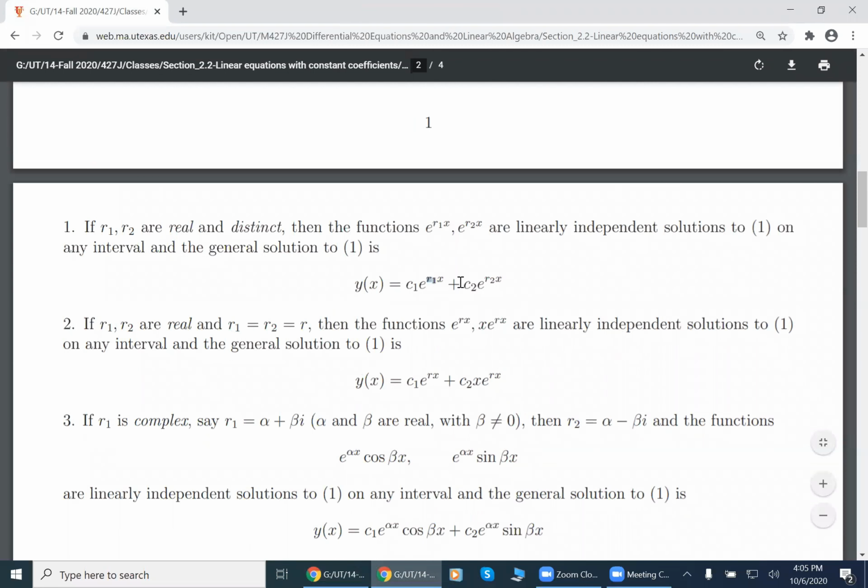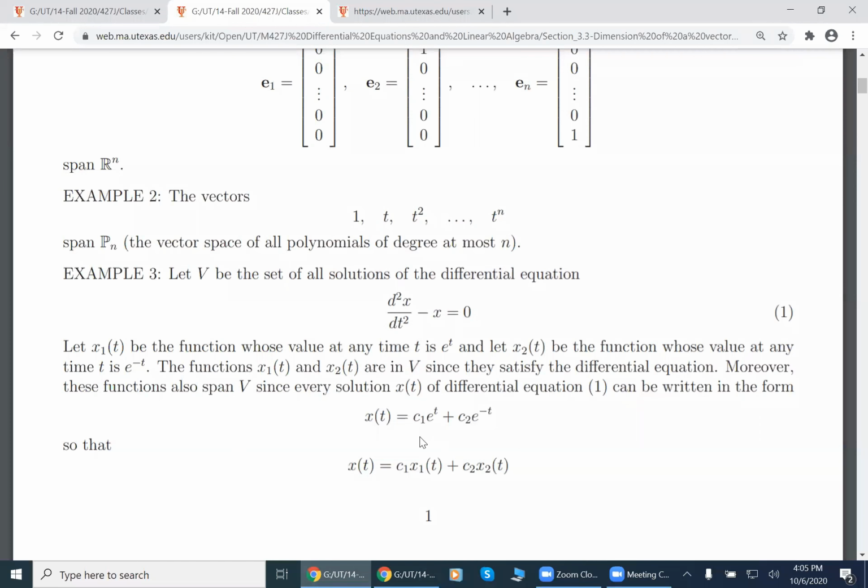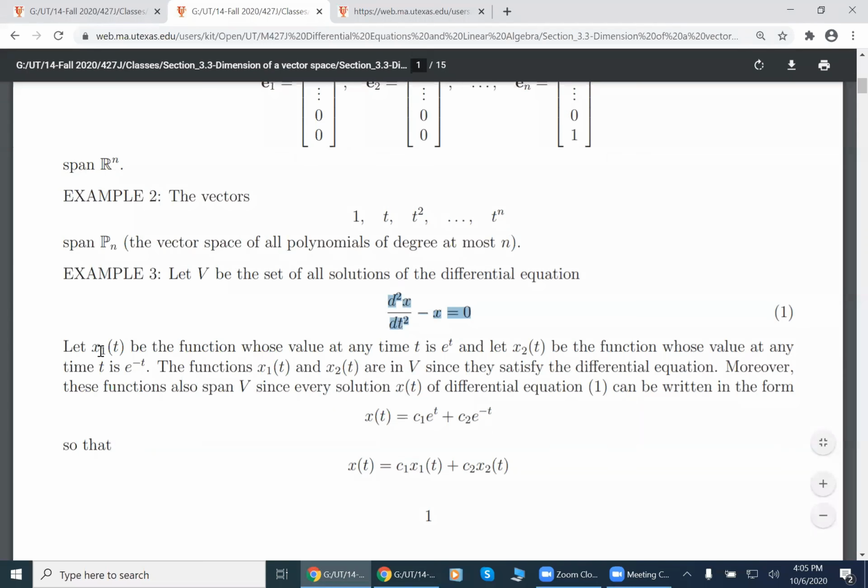Here is the formula for the general solution. We replace r1 by 1 and r2 by negative 1. We come up with this formula. Now, looking at the right-hand side, we recognize the set of all linear combinations again, which means the vector space of solutions of this equation is span of e to t and e to negative t. E to t and e to negative t is a spanning set of the vector space of all solutions of our differential equation. Questions here?